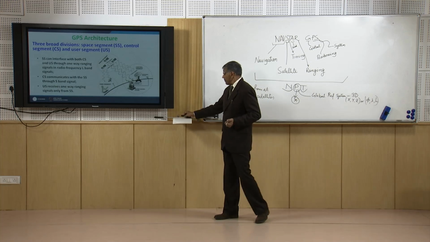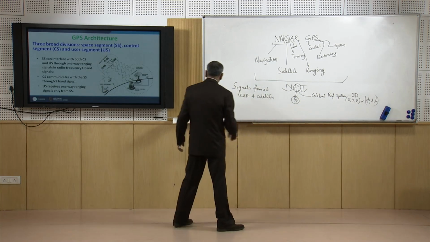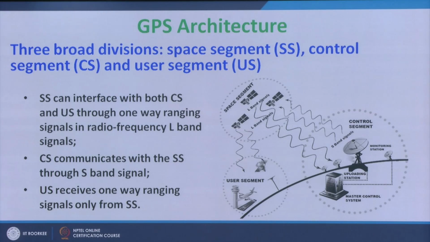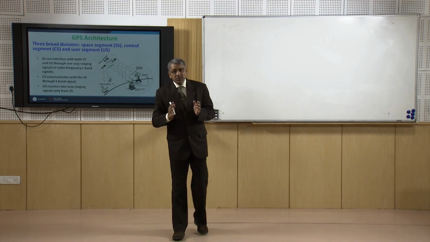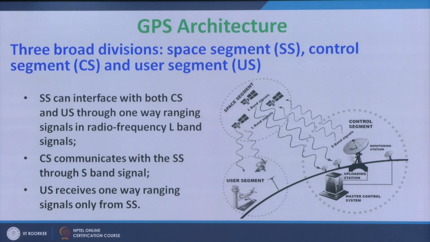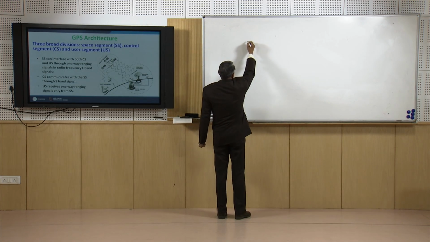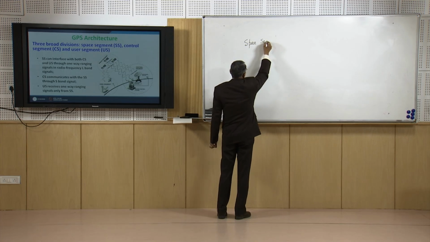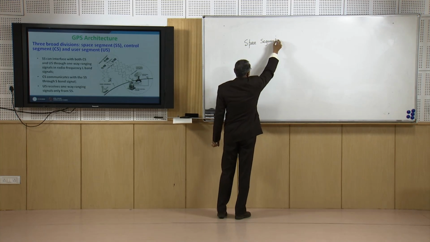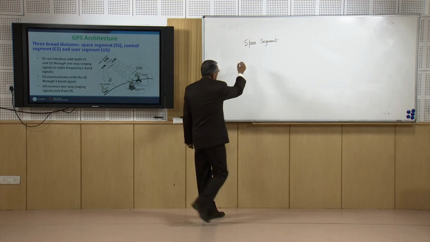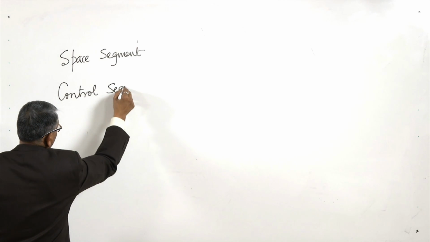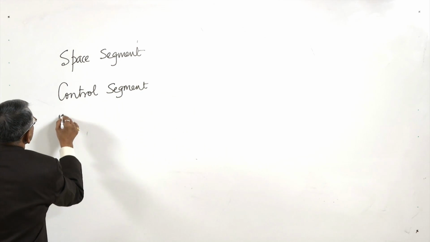Now the system architecture, that means what the components of the system are. The GPS system consists of 3 broad segments: the space segment, then the control segment, and the user segment.